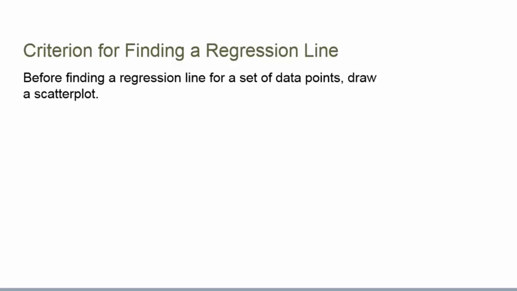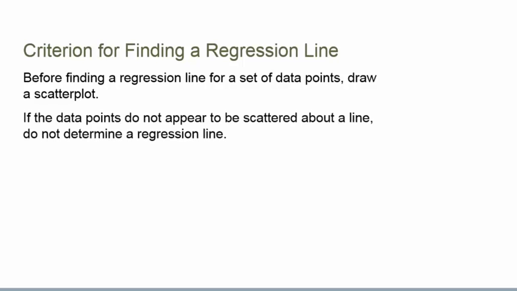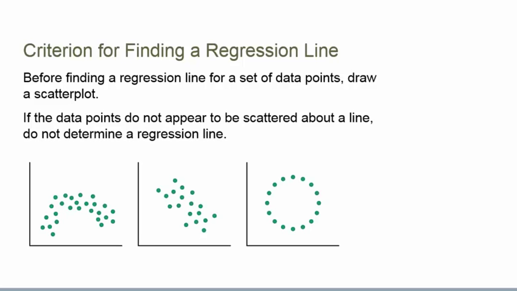Criterion for finding a regression line. If the data points do not appear to be scattered about a line, do not determine a regression line. So here I have 3 different graphs. My first graph, which is the one on the left, I have data points that go up, then are constant for a little while, then go down. Those data points best fit the shape of a parabola. So for this data set, I cannot determine a regression line.